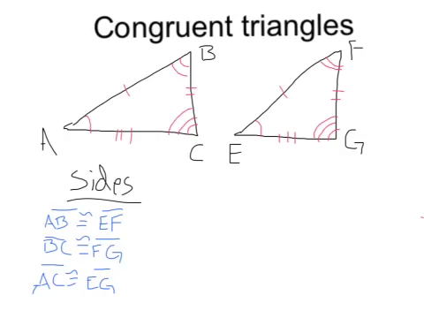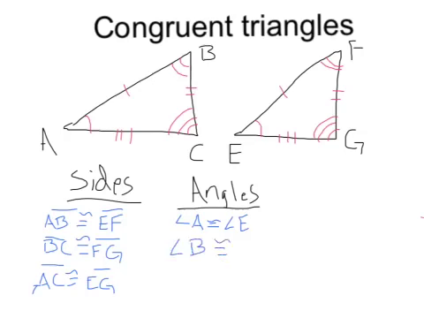They also might ask you for the corresponding angles of two congruent triangles. Here we're going to do something very similar. We have A with one congruent mark and E with one congruent mark. So we could say that angle A is congruent to angle E. Looking at our other angles, we've got B with 2, F with 2 as well. So angle B is congruent to angle F. And our last angles, angle C and G, have 3 marks. So angle C is congruent to angle G.